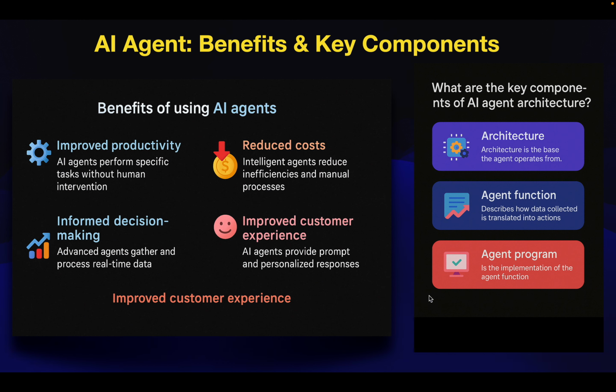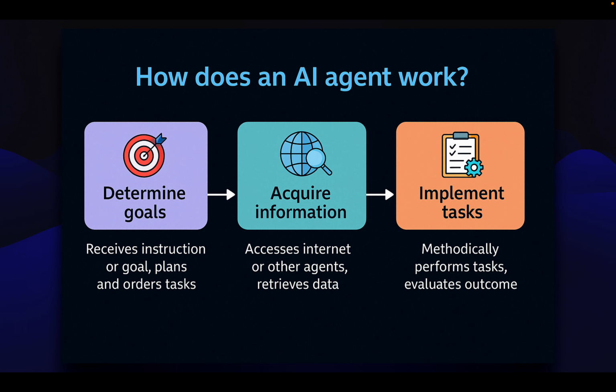Think of it like this: the architecture is the skeleton, the function is our brain, and the program is our body that moves. So now you have seen both the benefits and the building blocks. Let's go one step further and explore how agents actually behave in a real environment. So now we can move on to the next slide.